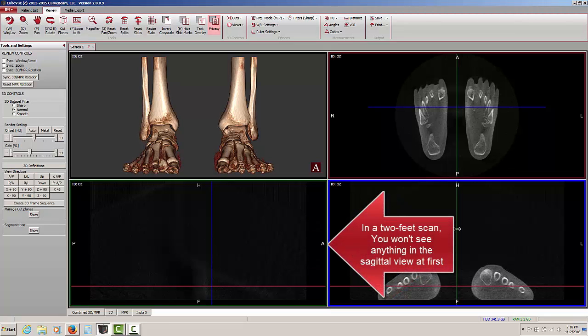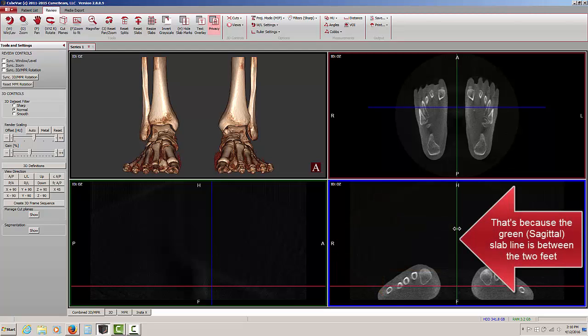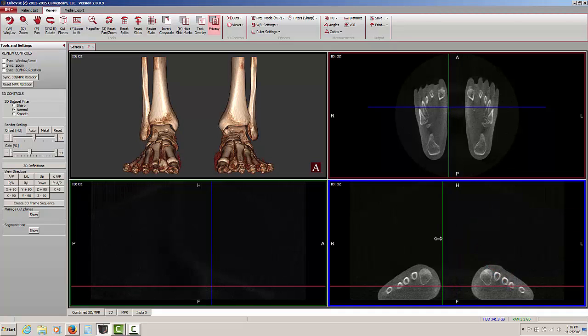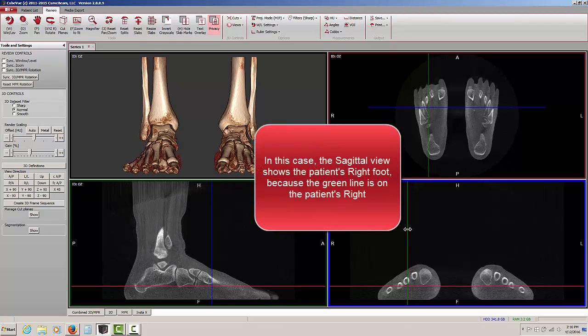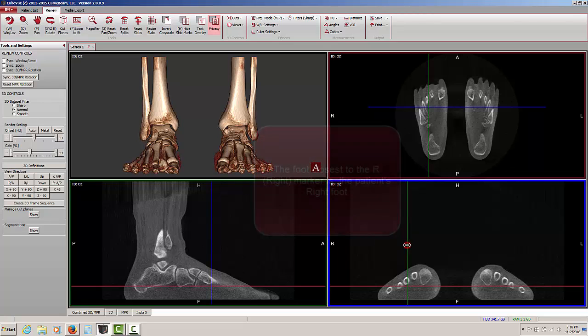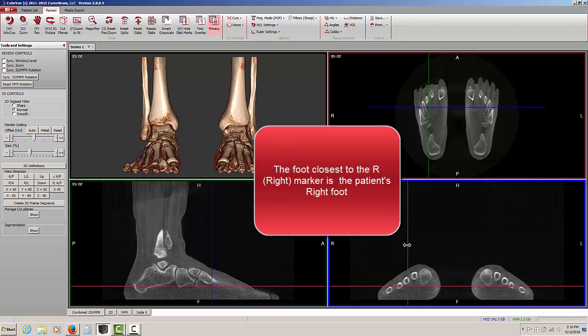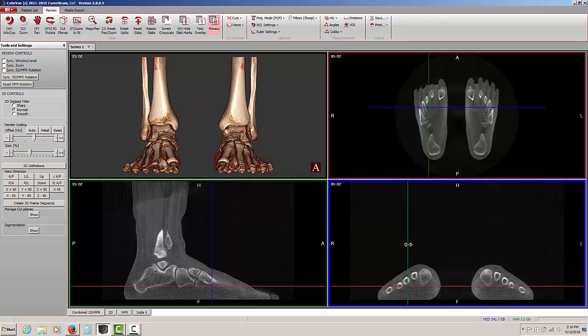Notice in the sagittal image in the lower left, we see nothing. We don't see any anatomy. And that's because when we look in the axial view or the coronal view, we see that the green line is running right between the 2 feet. If I grab this green line and move it over to the left, by left clicking on that line, I can now move the green line over, and the image in the lower left, the sagittal image, is the patient's right foot. Again, I can determine this, the position of the green line is running through the foot that is closest to the R, or the patient's right. So we know that the sagittal view, surrounded by the green border, we are looking at the patient's right foot.